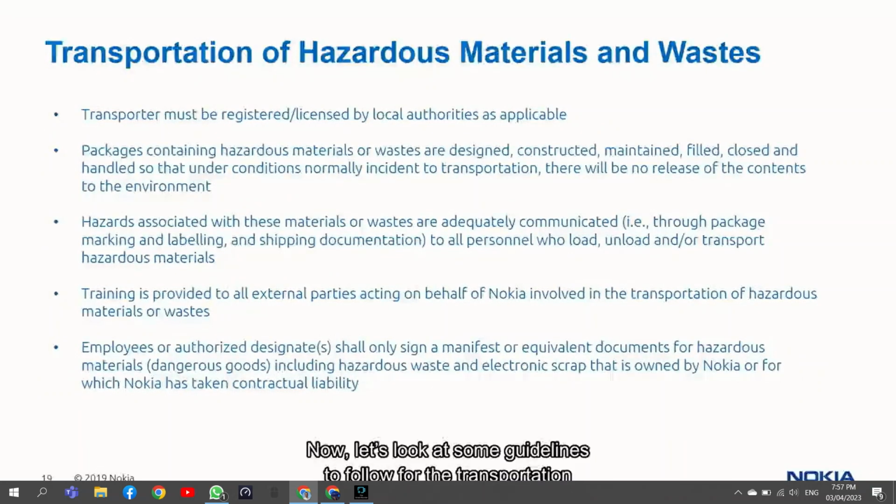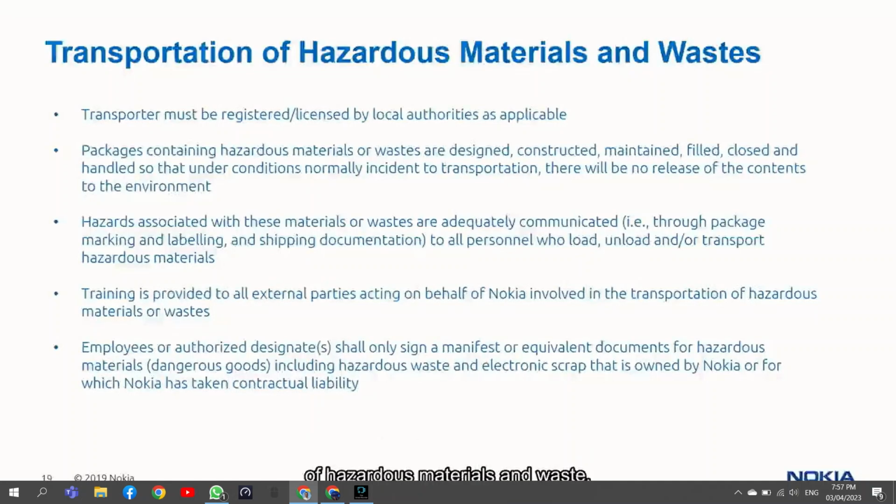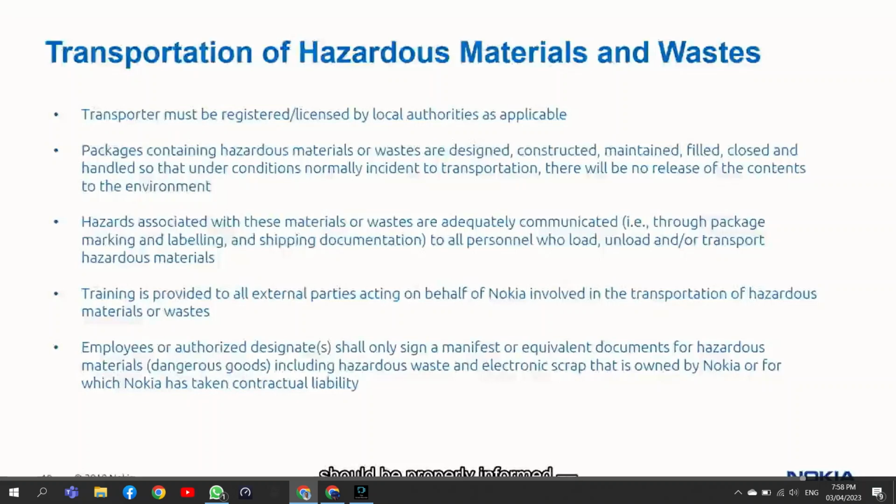Now let's look at some guidelines to follow for the transportation of hazardous materials and waste. The transporter who is transporting this material must be registered or licensed by local authorities. The packaging in which these hazardous materials are transported must be designed and constructed accordingly so that there is no release of the hazardous materials to the environment. People who are handling these hazardous materials should be properly informed.